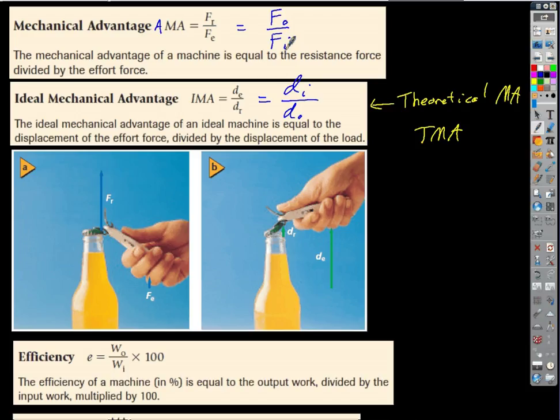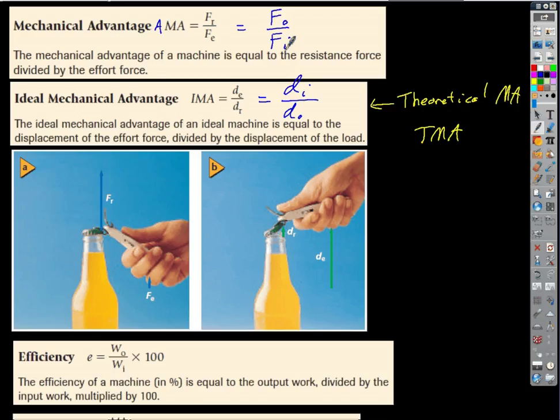But where's the input force coming from? What's providing it? You are. Yeah, you're inputting the force into the machine. It's always the force done by the person, right? Or whatever the agent that's causing the force is. For us, it's going to be people. So the force you apply is the input force.